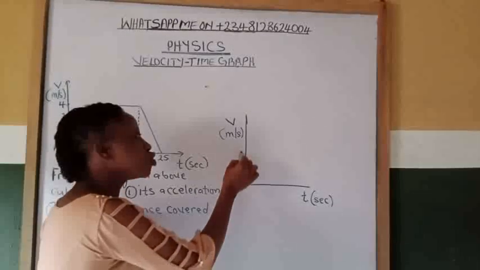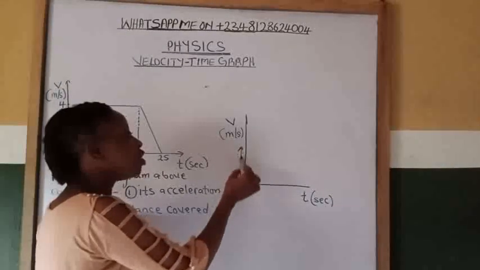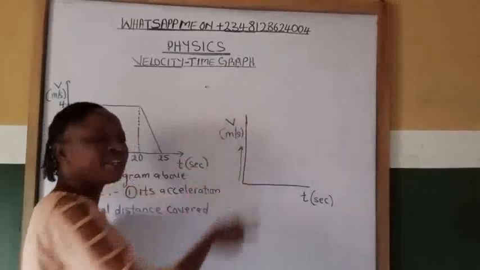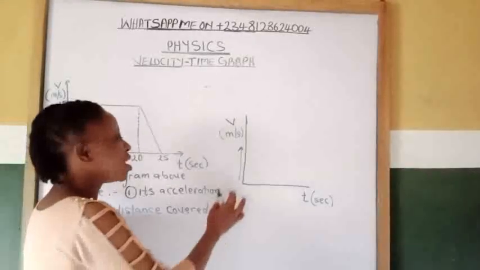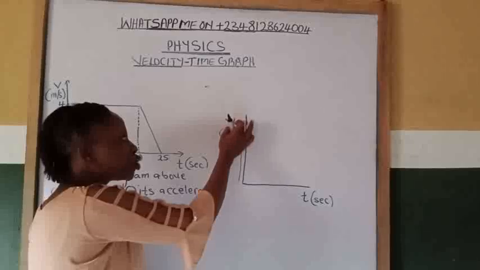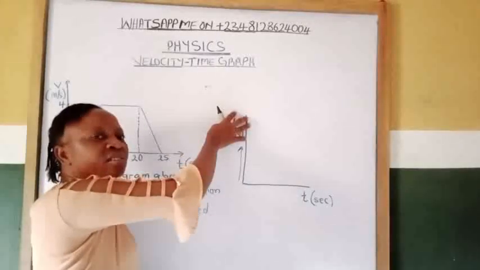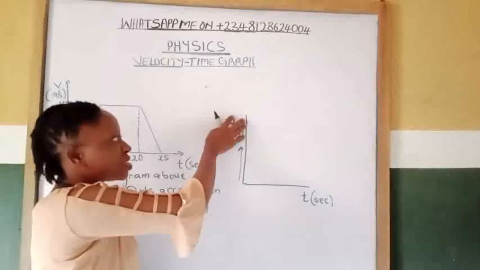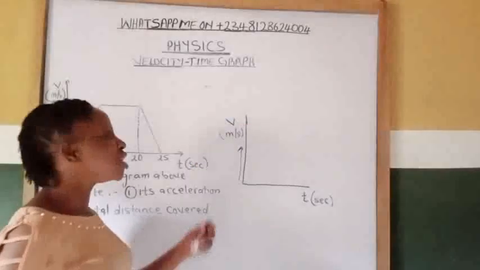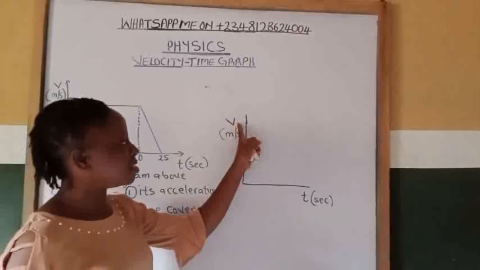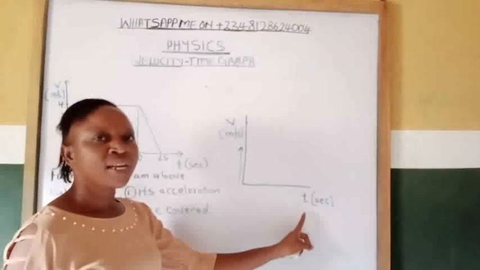So if they say that an object travels vertically upward, it must not go on a vertical line. It must not go in this way. It's wrong. Why? Because if it goes in this way, it will only cover the velocity axis. And don't forget that we call this a graph of velocity against time taken.